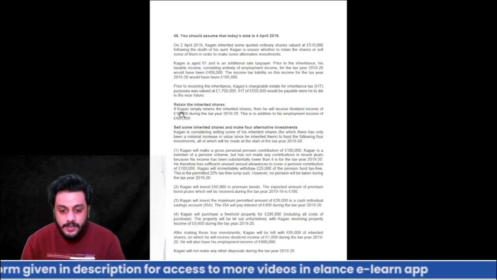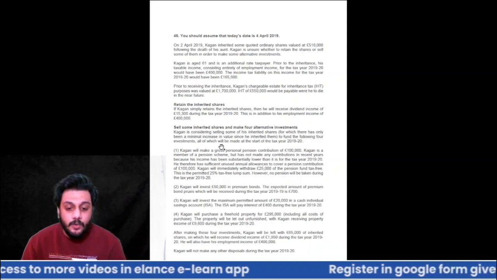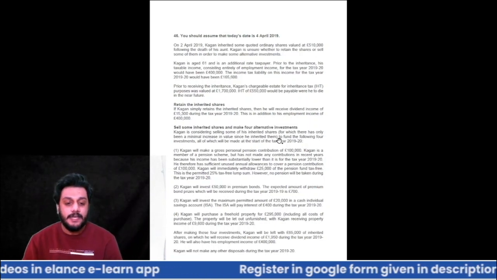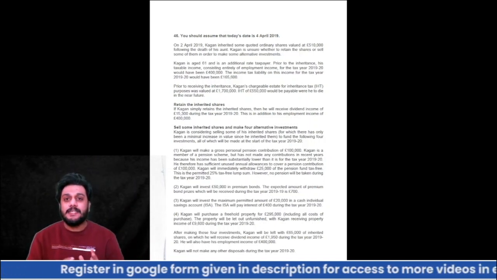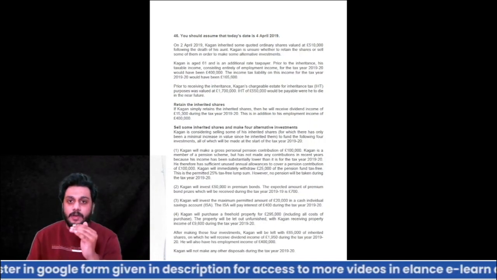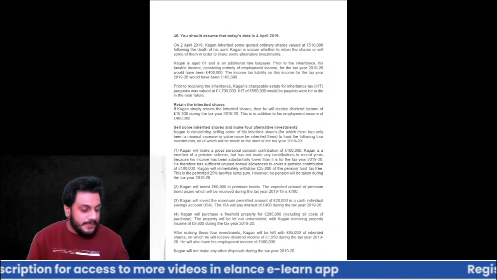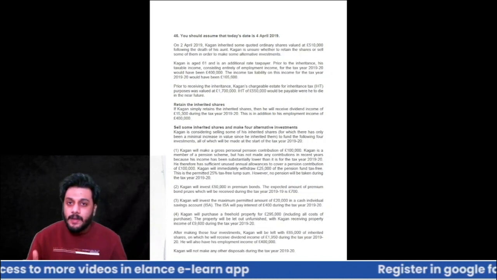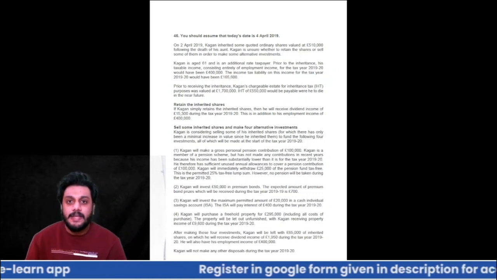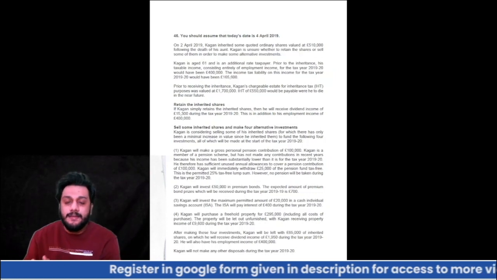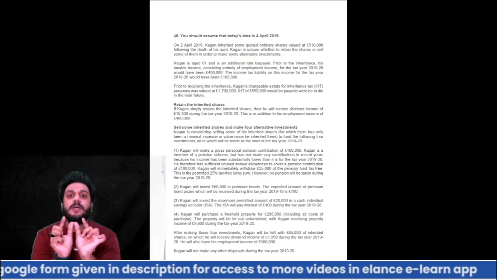The first sentence says Kagan is considering selling some of his inherited shares for which there has only been a minimal increase in the value since he inherited them. Enough, we got the answer. You know why? Because if he is selling some of the inherited shares, there would have been a gain arising. But clearly it is mentioned that from the time the shares were inherited till the date of disposal, there had been a minimal increase in the value of the share. That means the proceeds he is going to get if he sells the shares and the cost at the time of inheritance, the difference between these two figures will be very minimal.